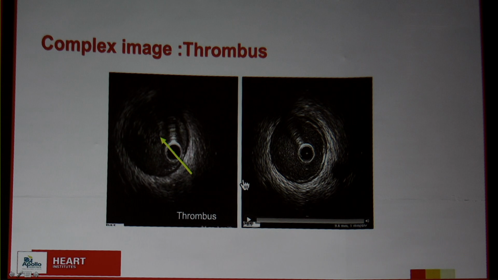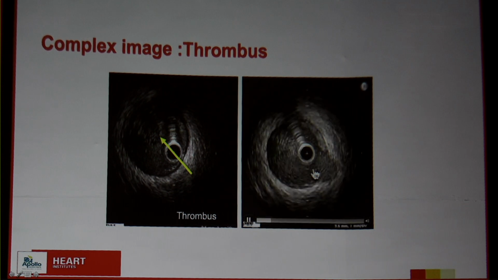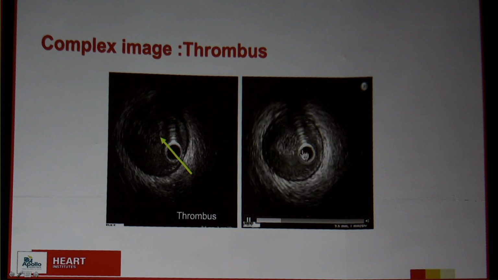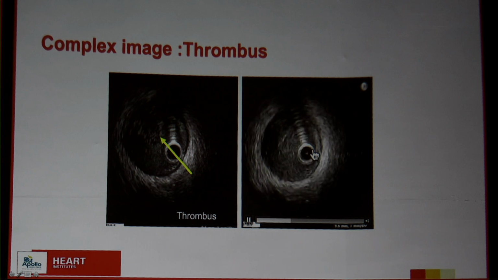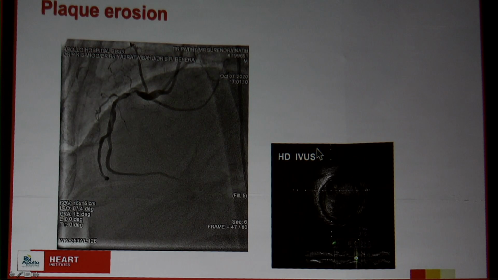Now, thrombus. Thrombus is also very important to identify, so that you do not miss it. See a large chunk of thrombus coming here, and it is easy to identify, especially when you use the 60 megahertz IVUS catheter. Now, this is a case of erosion, and you can see the thrombus over here. In these cases, there is no need to go ahead with a mechanical stent. Just pharmacotherapy or intracoronary lytic will do the job.